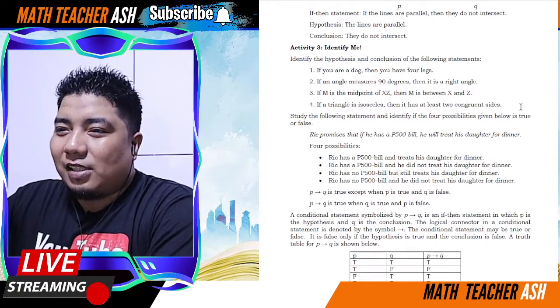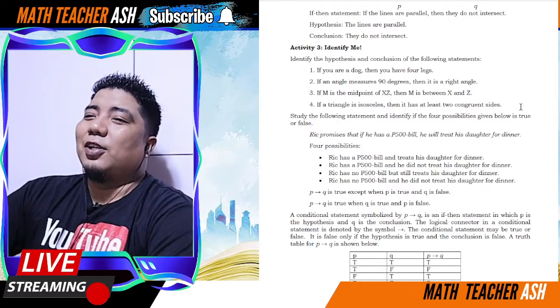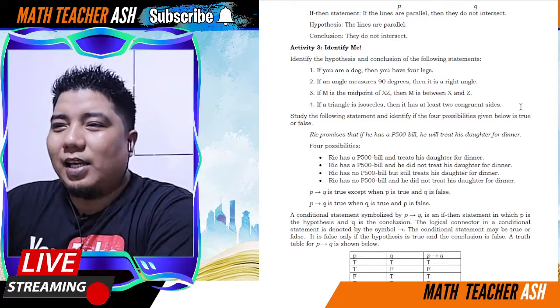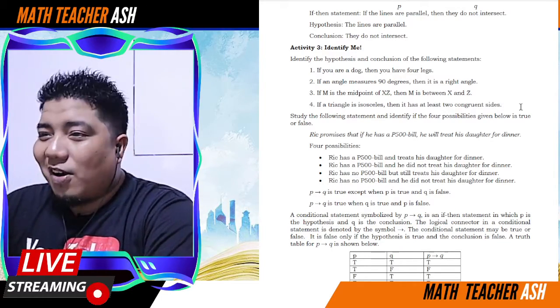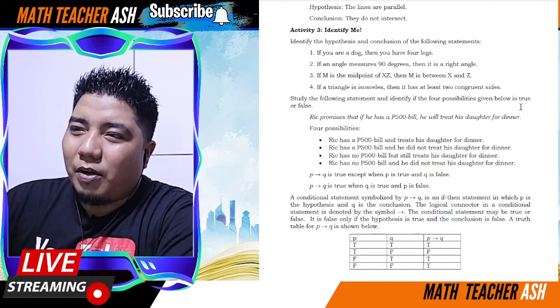Alright, next, if an angle measures 90 degrees, then it is a right angle. So, hypothesis is, if an angle measures 90 degrees, and the conclusion is, it is a right angle. Alright, napakadali lang, my dear math learners. Now, we have here number 3.